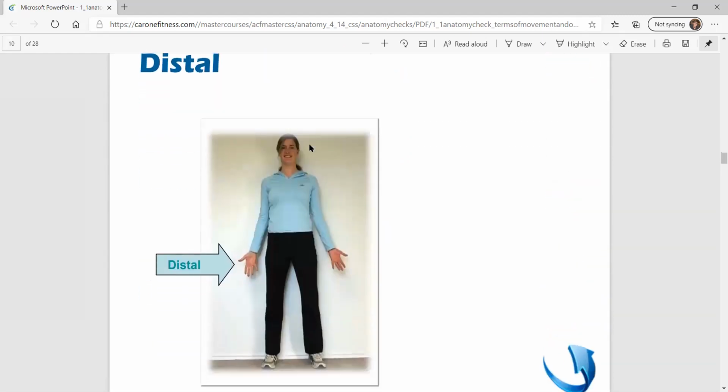And the opposite of proximal is distal. So if you're referring to something on a limb, like your arm, but further away from where it's attached, so if we're talking about the hand or fingers, that is distal. So referring to the arm, the hand is distal. Proximal, where it's attached. Distal, further away from where it's attached.